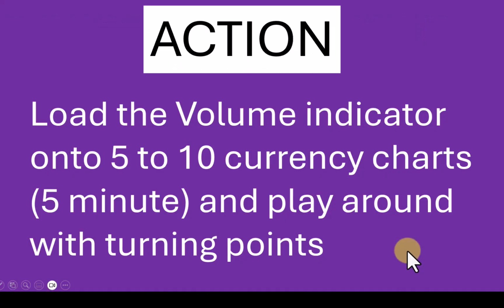So now the action for you today is to load the volume indicator onto 5 or 10 currency charts and use the 5-minute time frame and just play around with turning points. That's all I'm asking you to do. You have to convince your mind that the volume indicator is one of the best leading indicators there is, and that's the only way you're going to do it. So let me show you how to do that.